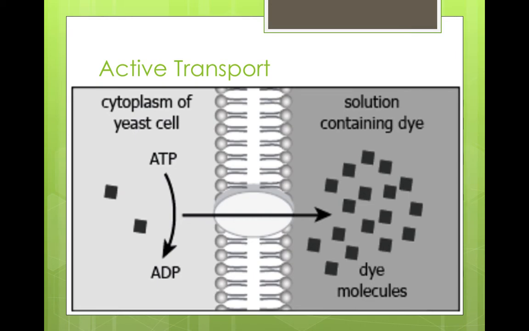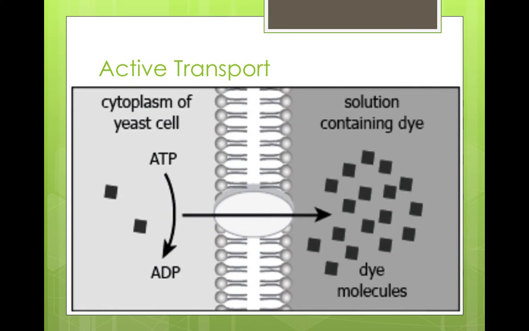If you notice over here on the inside of that yeast cell, we only have two of those dye particles, but on the other side we have a whole lot of them. That arrow is pointing from the low side to the high side. That's the gradient. But you'll also notice there's ATP being used here. That's one of the biggest giveaways if I ask you to identify which one's active or passive: is ATP being used? And then after that, make sure the arrow is pointing the right way. Is it going low to high or high to low?